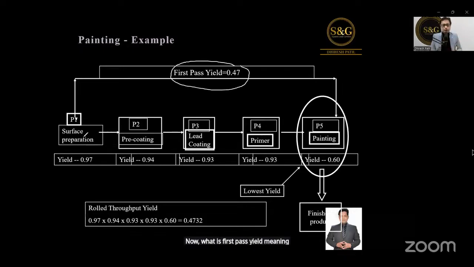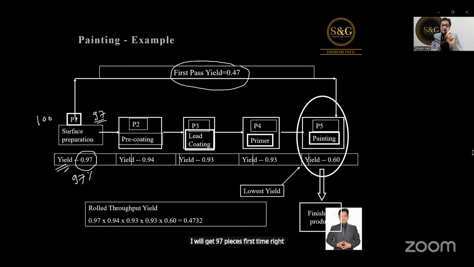Example, surface preparation, the yield is 0.97, meaning 97% basically. What does it mean? It means if I put 100 pieces in the input, I will get 97 pieces first time right. That is called as yield.